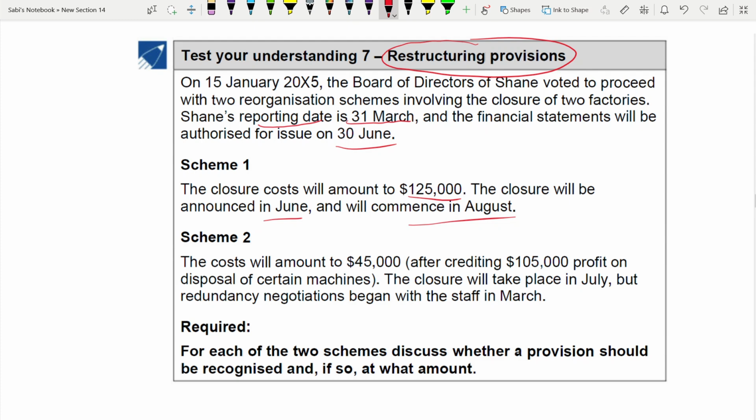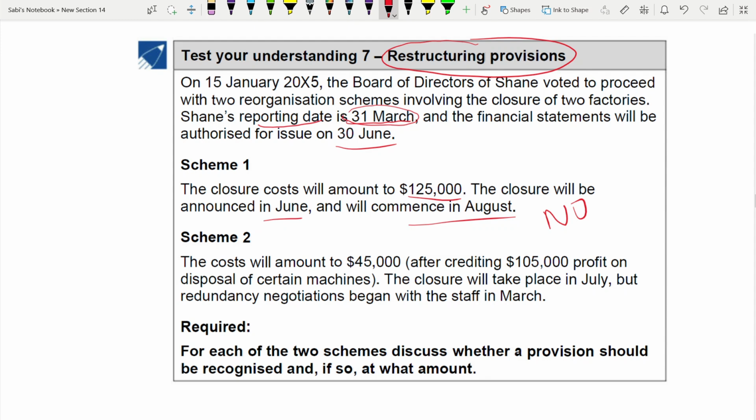Here, there will be no provision that will be recognized. Why? Because check the obligating event. Obligating event means the announcement of the plan. That is the obligating event, right? When is the announcement of the plan done? It occurs after the reporting period. That is after 31st March.